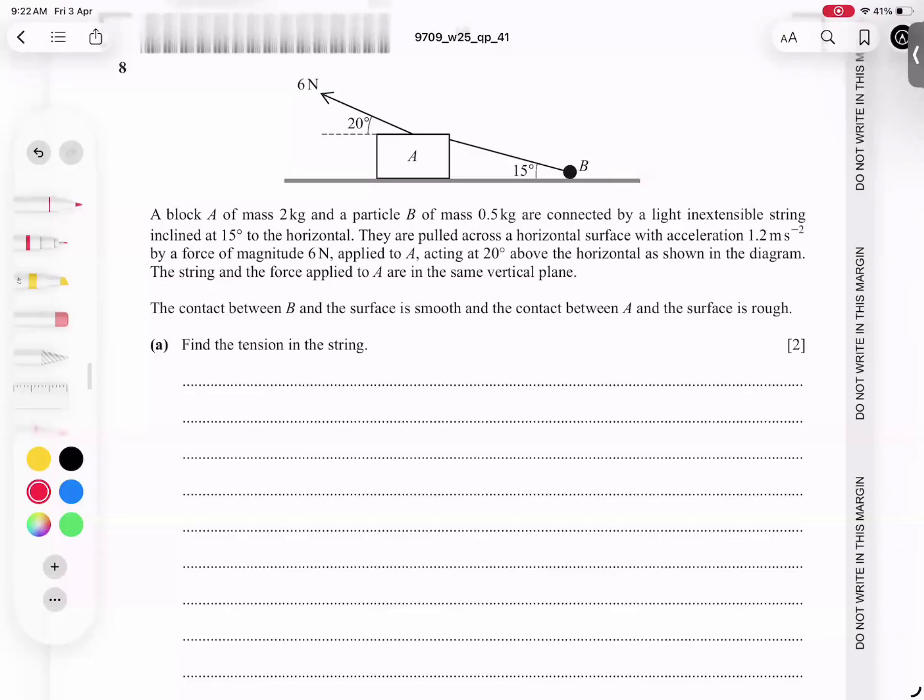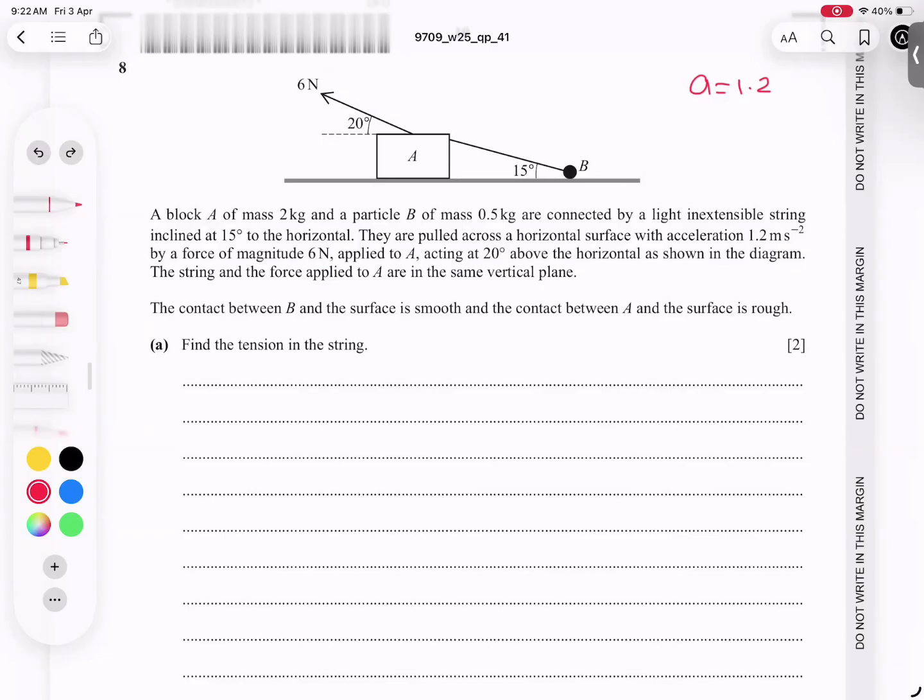Question number 8, students: we have block A of mass 2 kilogram and block B of mass 0.5 kilogram, with angles of 15 degrees and 20 degrees mentioned here. An important part is that the pull is horizontal with acceleration. Let me write on top: acceleration is 1.2 meter per second squared, and the applied force acting here is 6 newtons.